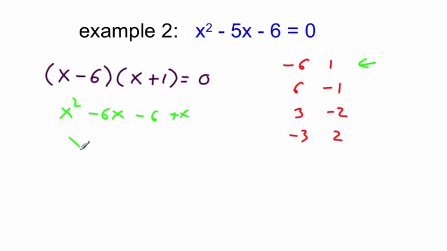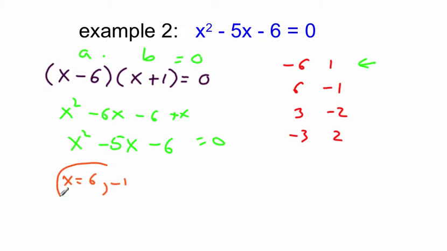This gives us x squared. Minus 6x plus x is minus 5x and minus 6. So that worked just fine. And what that means is that we know, since this is the factor, this is our a times b factors, set equal to 0, that either a, which is x minus 6 equals 0, or b, which is x plus 1 equals 0. So the two solutions we will have for x are going to be that x is equal to 6 or x is equal to negative 1.